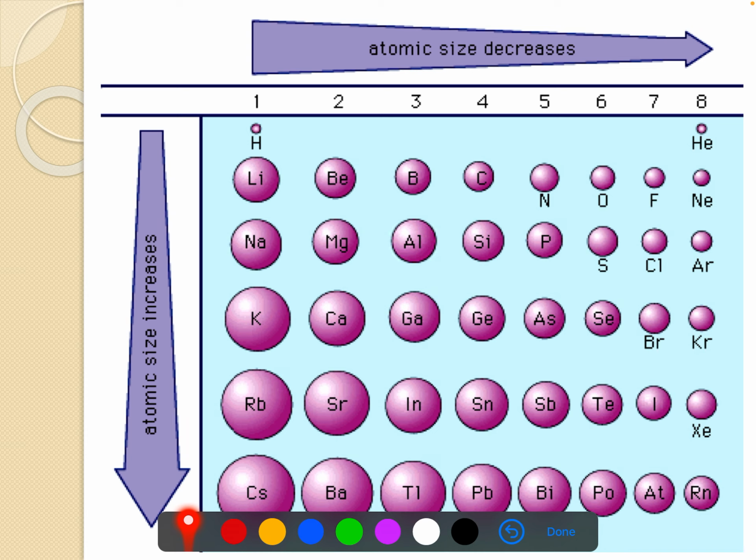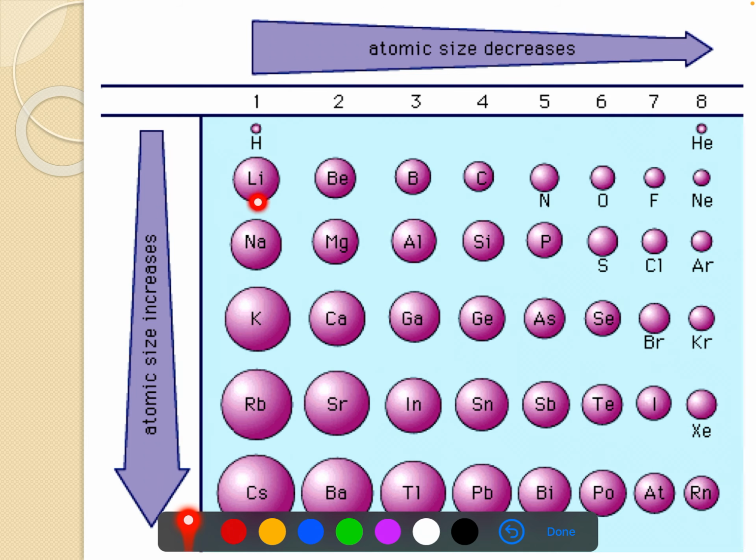Here's a really good visual. Honestly, if you just go back to this visual every single time, if you take a mental picture in your head, as you move across, you can see things get, generally speaking, smaller. And as you move down, things get, generally speaking, larger. Now, you might be wondering where are the transition metals? Well, funky stuff happens in there. So when we talk about periodic trends, we often are only talking about the main group elements.